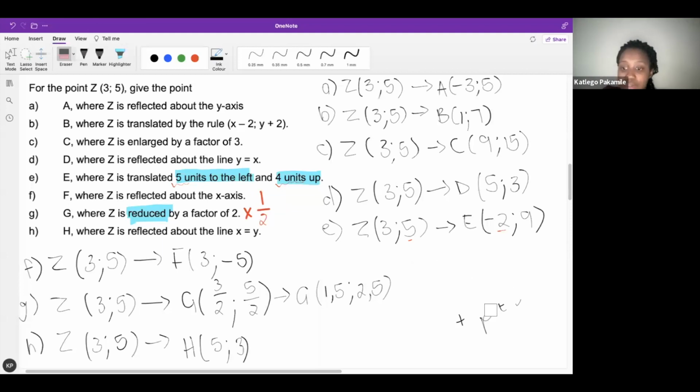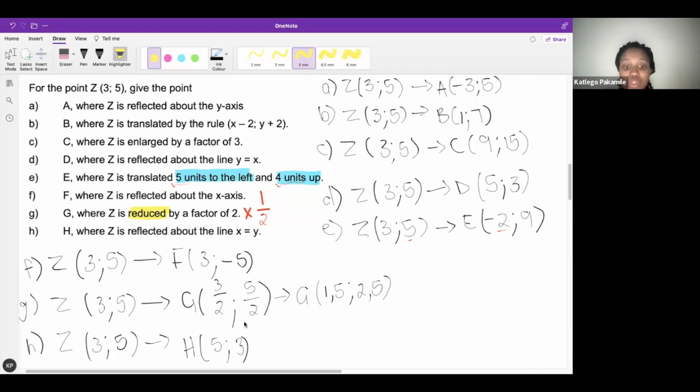Okay, Kendall. Kendall says, please explain G again. So look here. It's telling us that we are reducing this by a factor of 2, right? So remember, when you reduce something, you halve it. Reducing it by a factor of 2 means you halve it. So remember we said timesing by half is the same as dividing by 2. So that's how we got to 1,5, because we said 3 divided by 2 and 5 divided by 2.